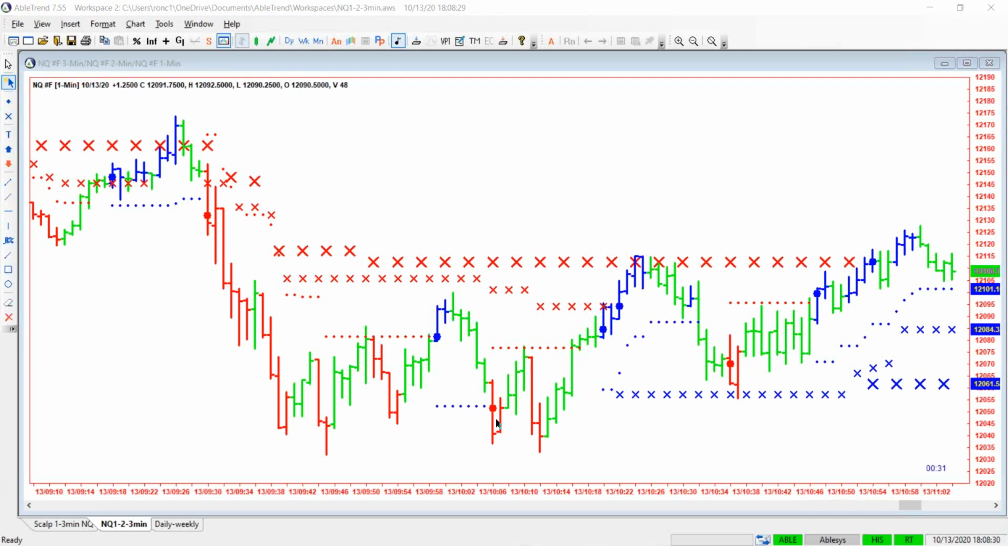Okay, losing trade here. Got to point that out. I don't cherry pick. I tell it like it is. That's how I would want it to be. Red bar, red dot, red X. We're going to buy it there.